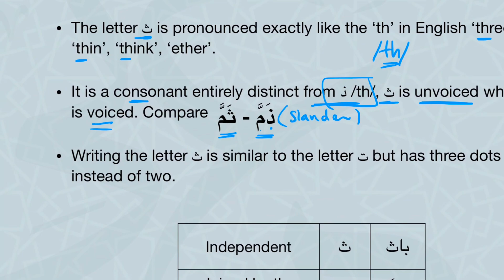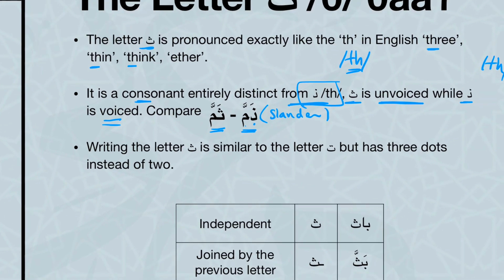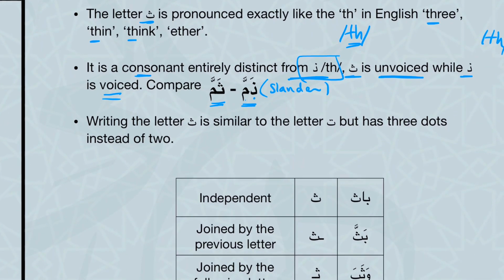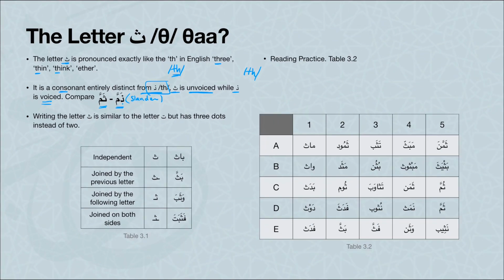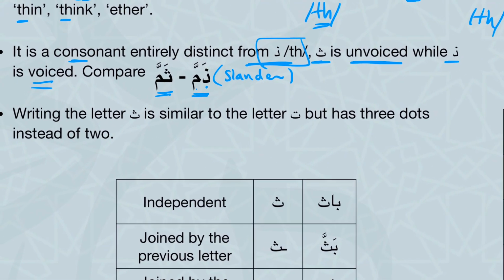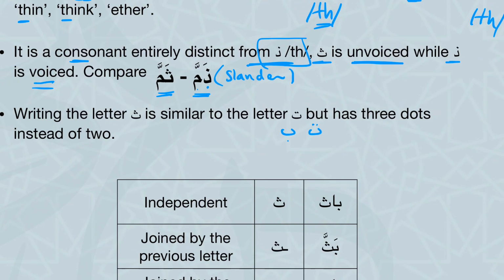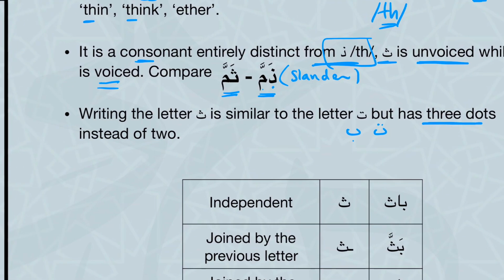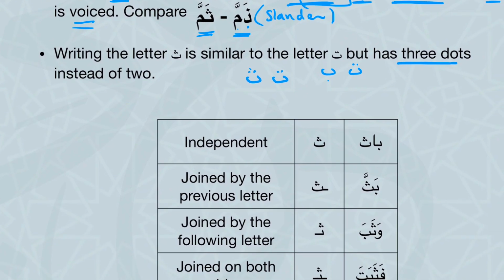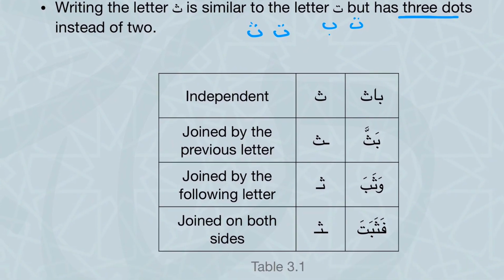So the writing of the letter tha is very simple. It's very similar to ta and very similar to ba, although there are 3 dots on top of the letter instead of 2. Because ta has 2 dots and tha basically has 3. So that's how we write them. And as we've learned from the previous lesson, we follow this table that shows that letter tha is basically a connector.